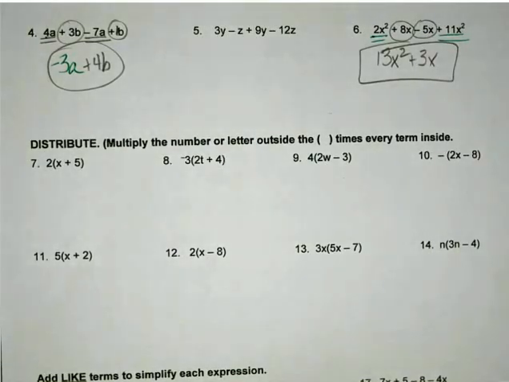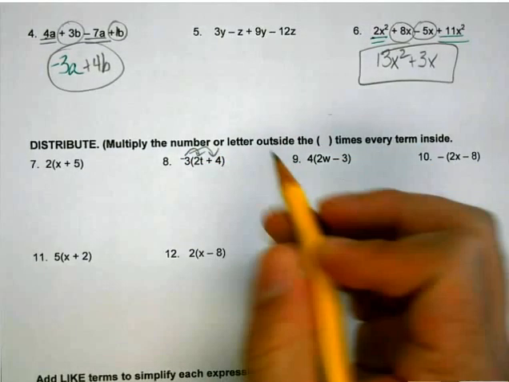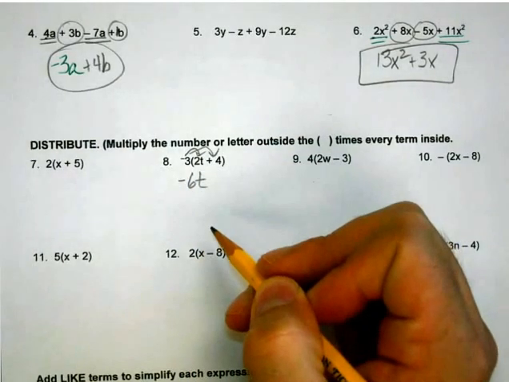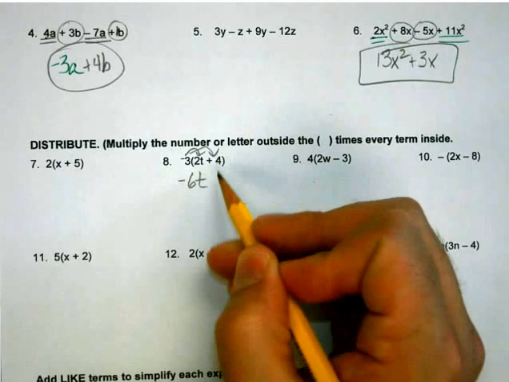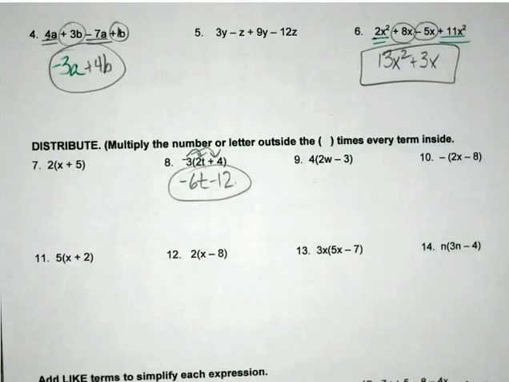Okay, distributing, again, whatever's on the outside gets multiplied by each term on the inside. Negative 3 times 2 is negative 6, don't forget your t. Negative times positive is always negative. And again, this has t, this doesn't. I can't combine those. I can't make this like negative 18t. Will not work.